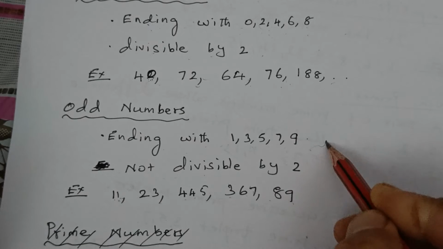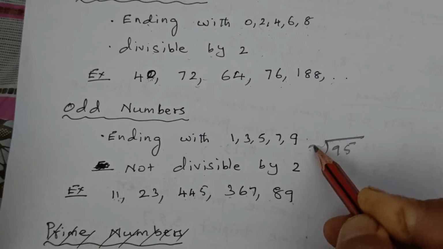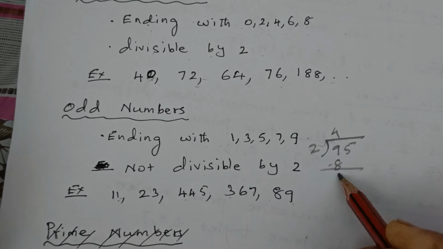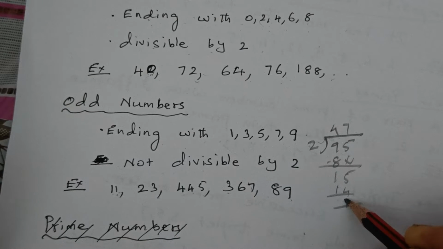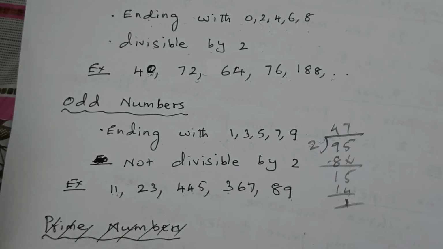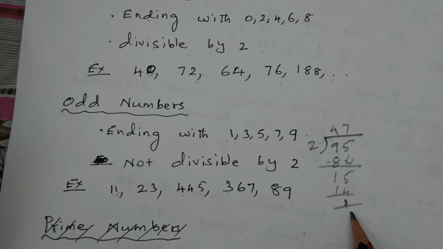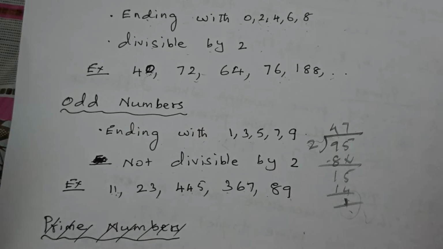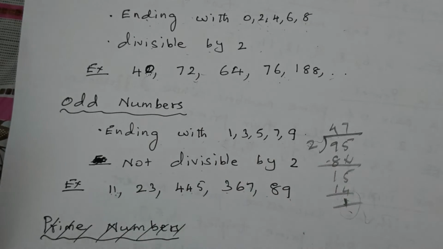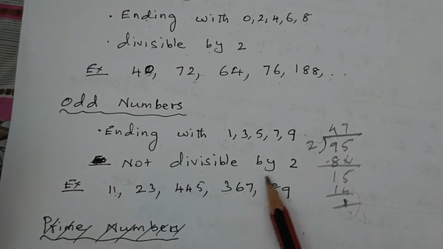You take any odd number. For example, we'll take 95 and divide by 2. 4 2s are 8, remainder 1, bring down 5, 2 7s are 14 and the remainder is 1. You will never get the remainder as 0. When you divide an odd number by 2, there will be a remainder 1. Always the remainder is 1. If the remainder is other than 0, then we say it is not divisible. If the remainder is 0, we say it is divisible. If it is not 0, it is not divisible. So all the odd numbers are not divisible by 2. You will get the remainder as 1 and not 0. So odd numbers are not divisible by 2.